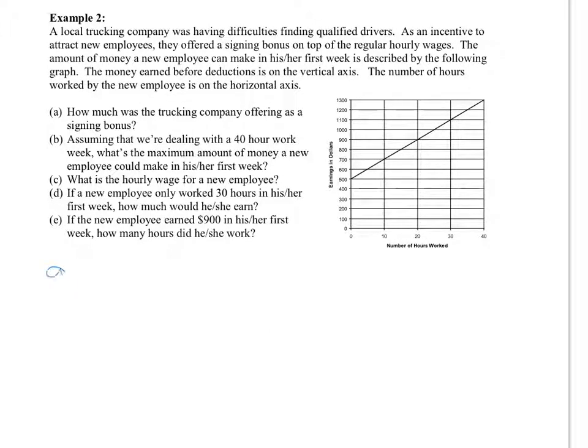Well, the first thing is, if there were no signing bonuses, the graph would start right here, because you would just get, let's say, for 10 hours you would get $100. But if you never worked anything, you would not be paid anything. So we know there was a signing bonus. So the signing bonus is the initial amount where it just starts, because you can see here this person has worked, the employee worked 0 hours, but they already started. They earned $500 right off the bat.